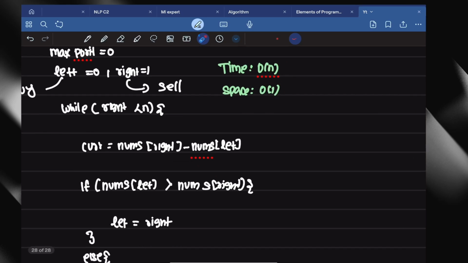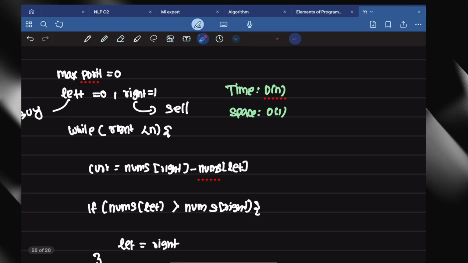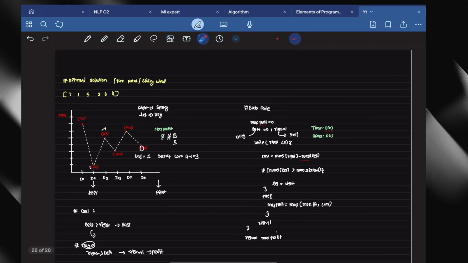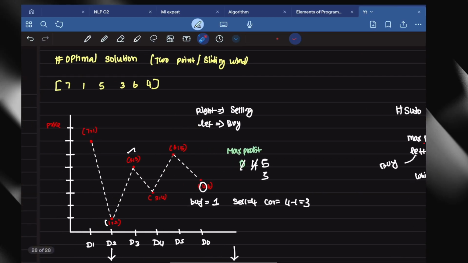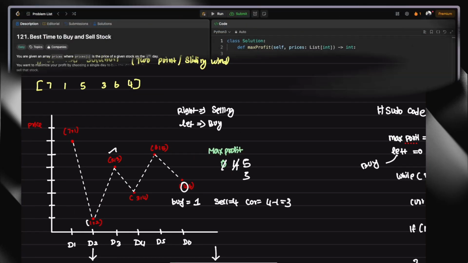And if we talk about space, space is going to be constant. The reason is that we are not using any kind of data structure like arrays, set or heap. We just have two pointers and one result variable, whose cost is constant space. I hope you guys understand this problem very well. Now, without wasting much time, let's code this up.